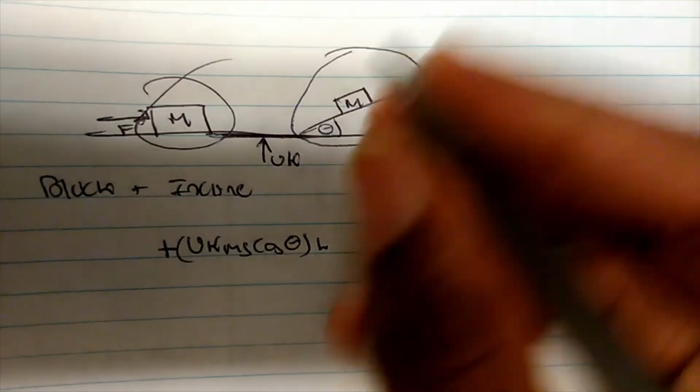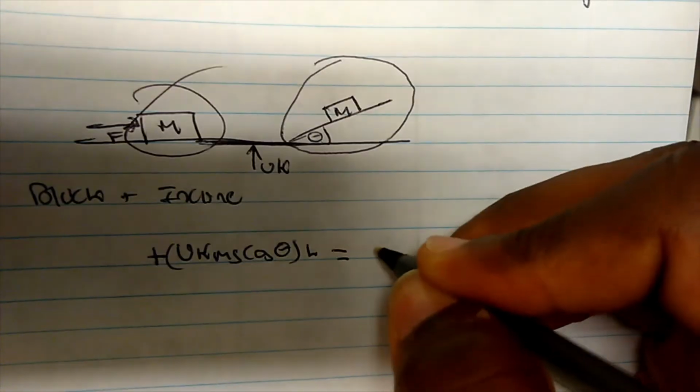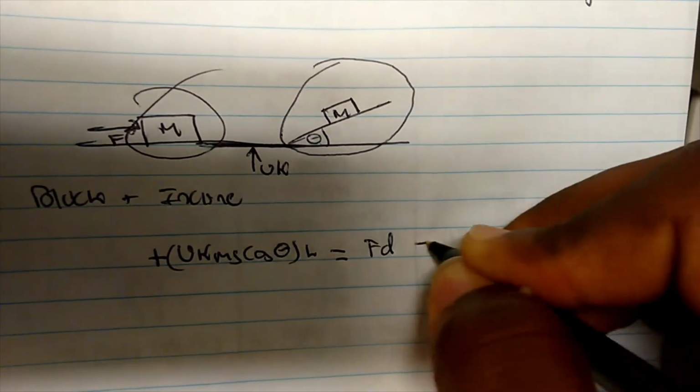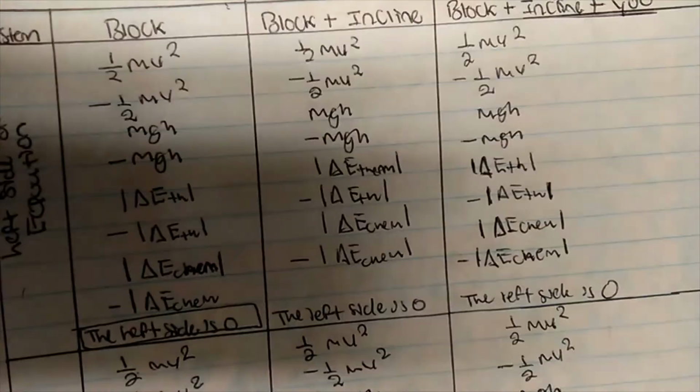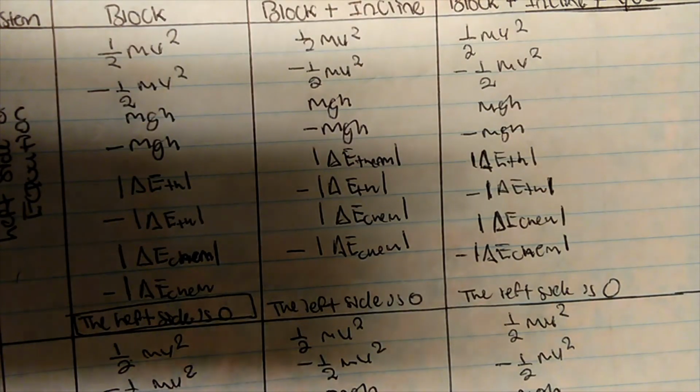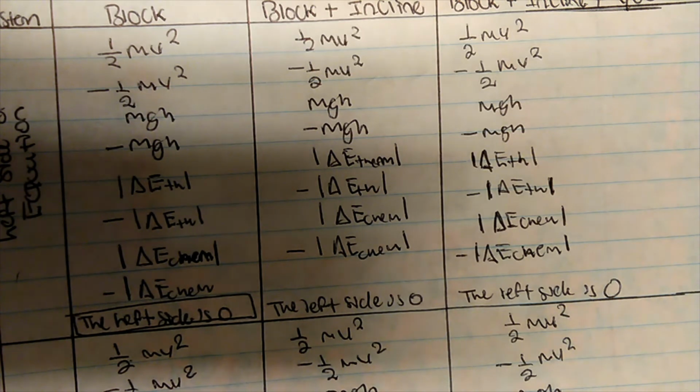And so the equation for the block plus the incline will just be Fd minus mg on the right, and friction becomes internal. And so if we look at the options, what has to do with friction? Okay, it's a change in thermal energy, right? That's why when you rub your hands together, it gets hotter. That's friction, which causes a change in thermal energy.